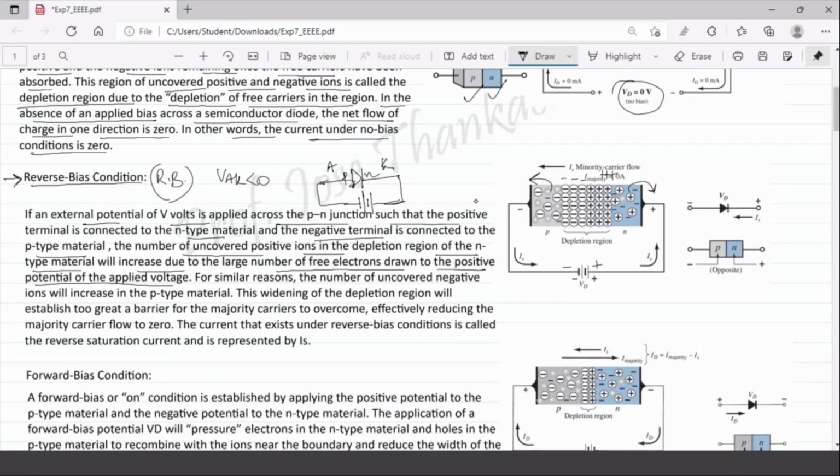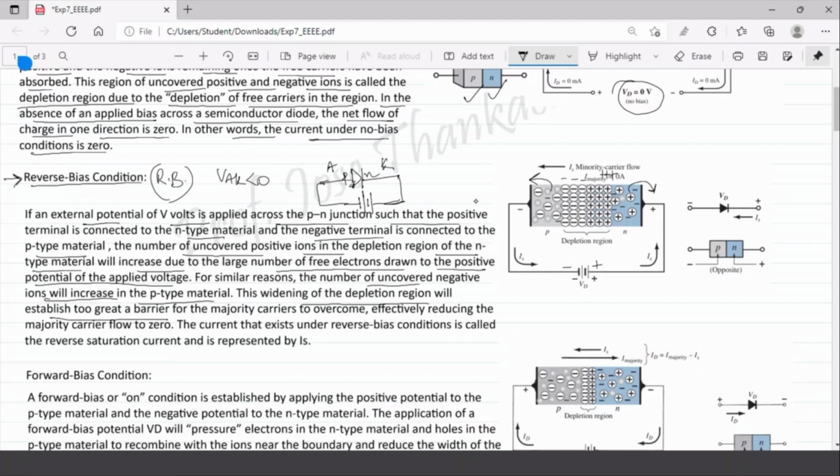So the number of uncovered negative ions will increase in the P-type material, similar to that of free electrons increasing in the N-type layer. So this leads to widening of this particular depletion region, and it will establish a higher barrier. We say that this depletion region is producing a potential. This potential difference is so high, it is a barrier to the movement of charges across the junction.